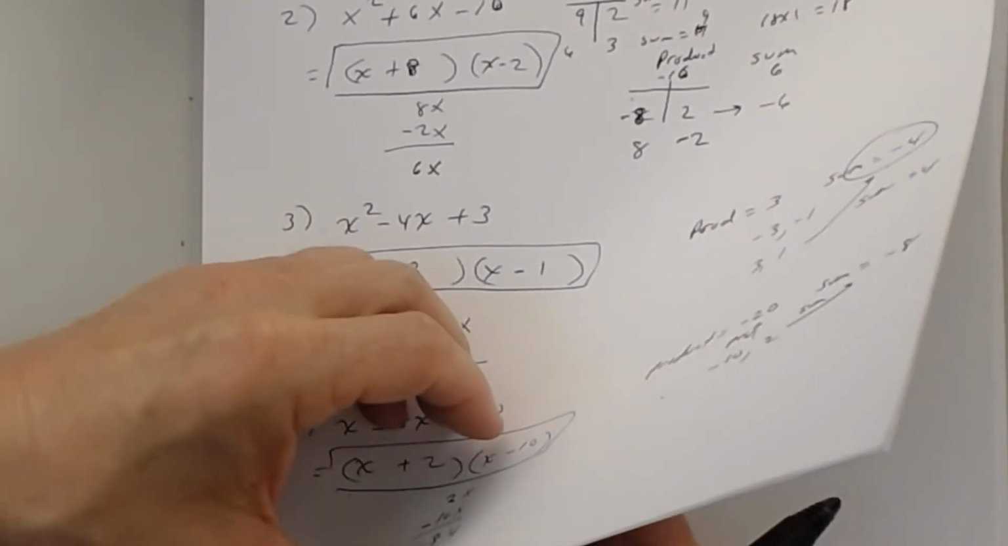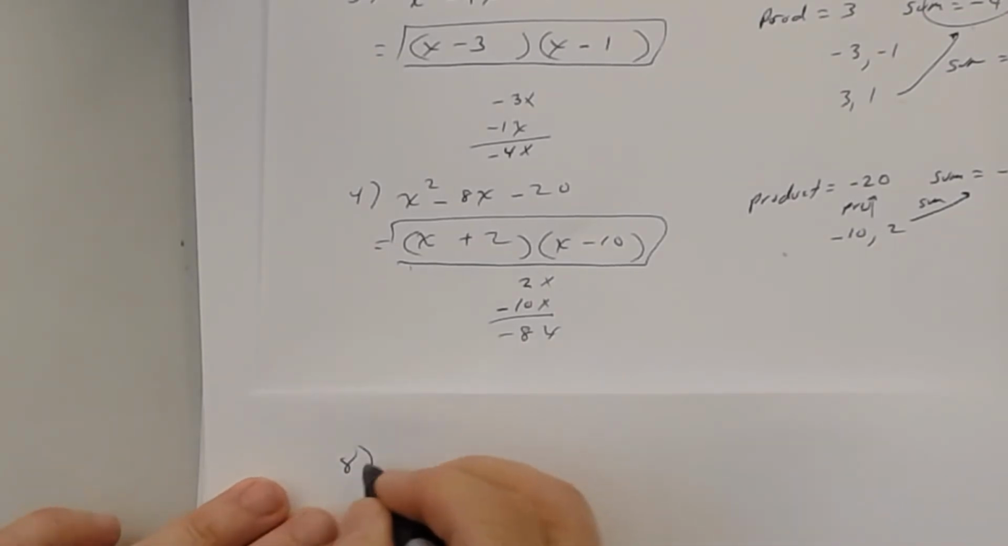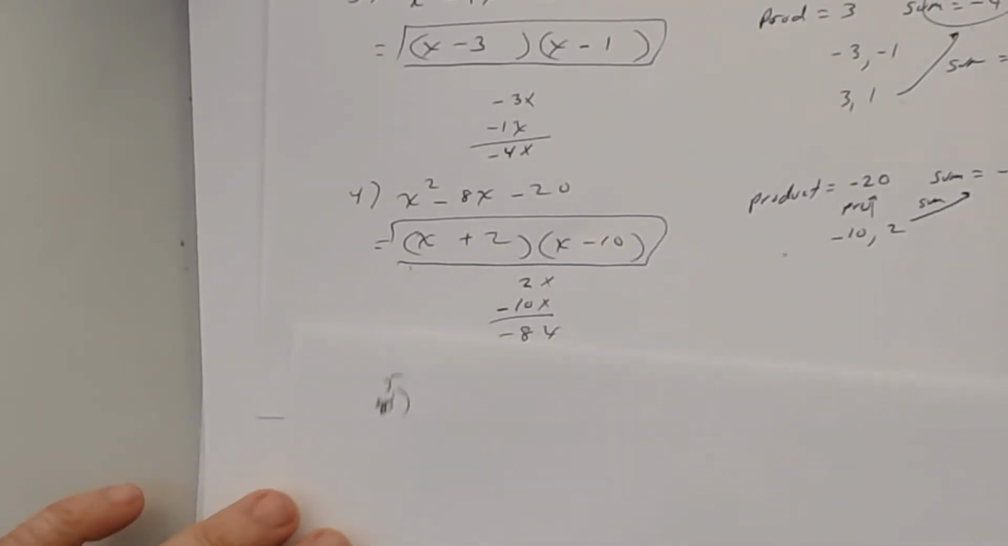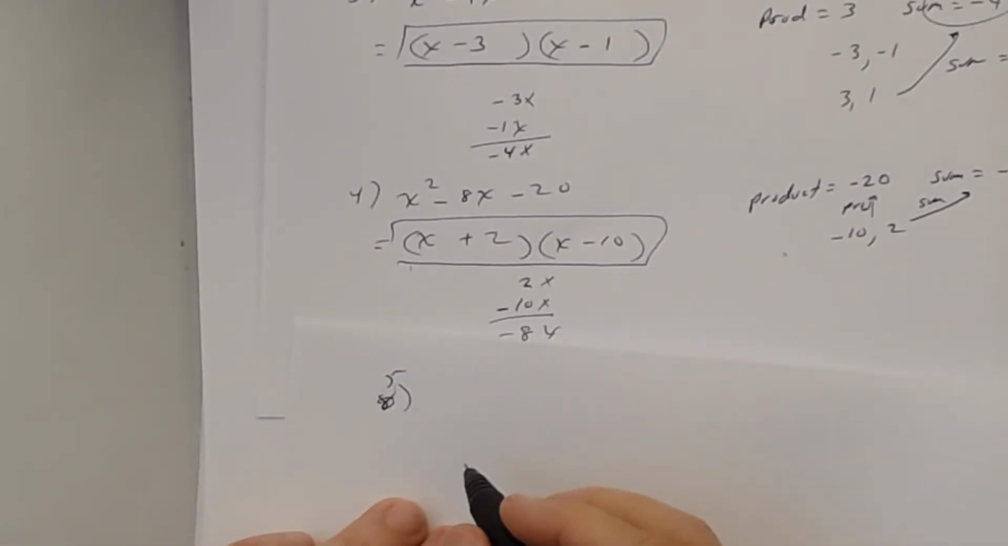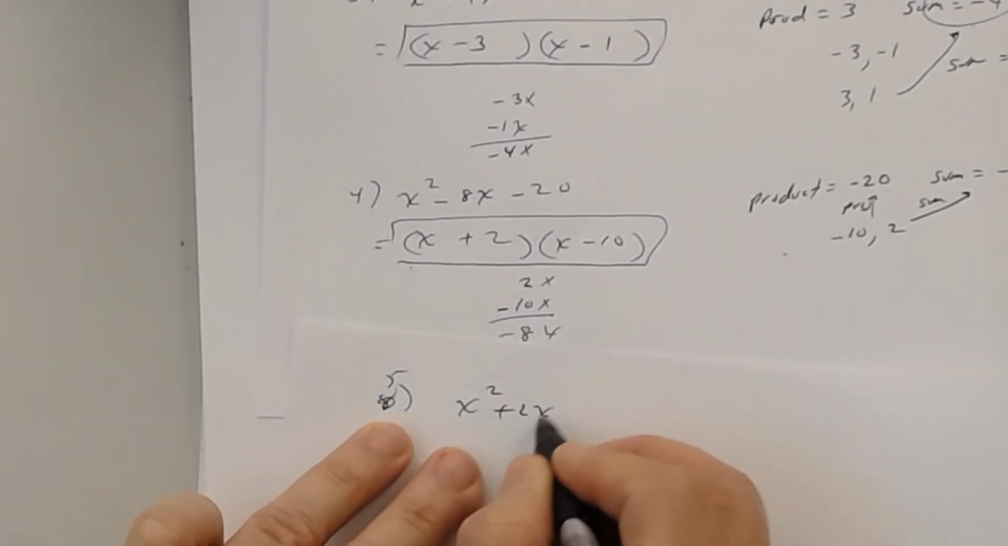All right, number 5. I get dyslexic with the FOIL. I have to really pay attention because I'll do first. Okay, x squared plus 2x plus 6.